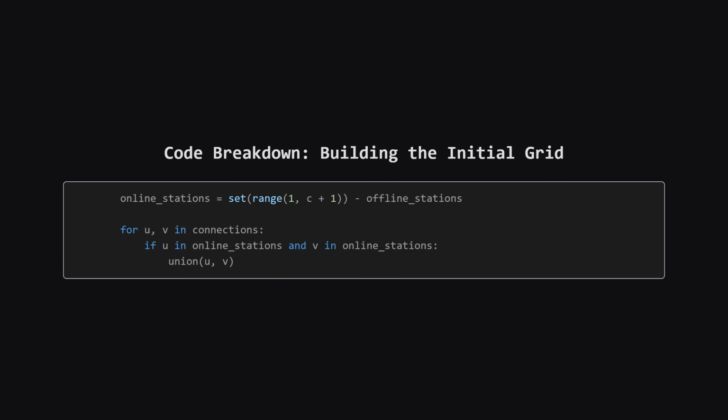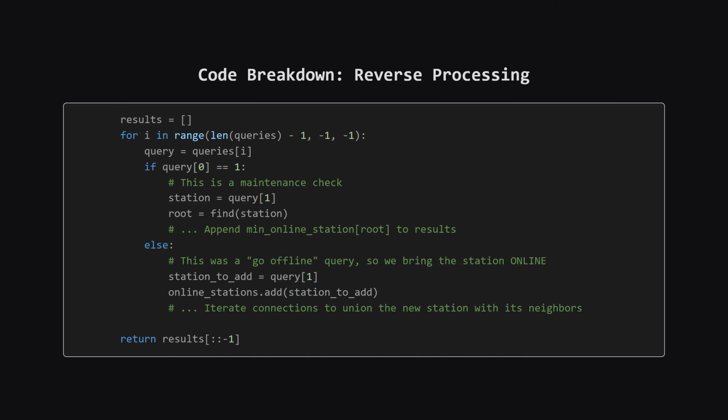Now remember, we're working backwards from a final state, so we figure out which stations were never taken offline. We then build our initial union find structure by connecting only these always-on stations. This gives us a baseline of the power grid with all the offline events having already happened. This is the core of the reverse logic.